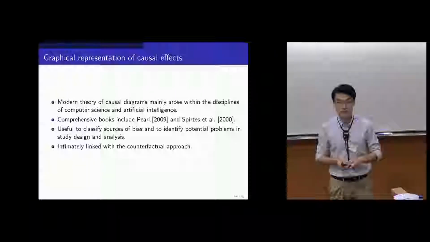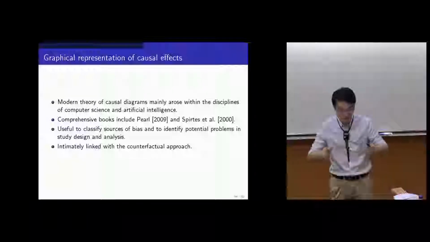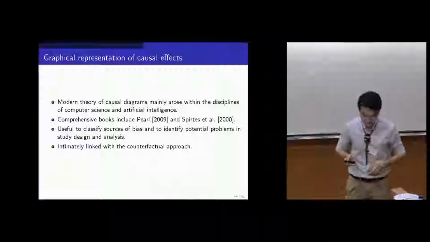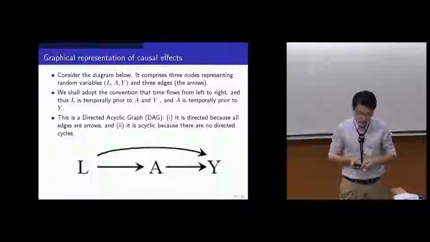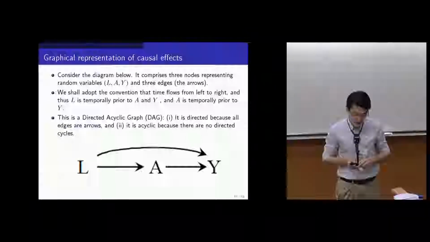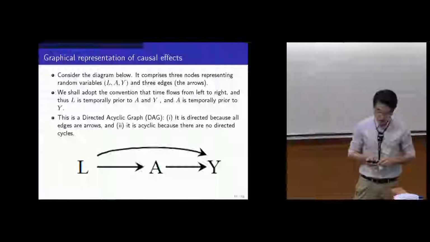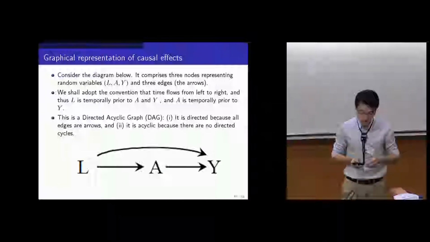And as we will see, the graphical approach is intimately linked with the counterfactual approach that we just talked a little bit about earlier in the day. Right? So we can consider the diagram below with 3 different nodes and 3 different edges. And we will adopt the convention that time flows from left to right, so L is temporally prior to A and Y.